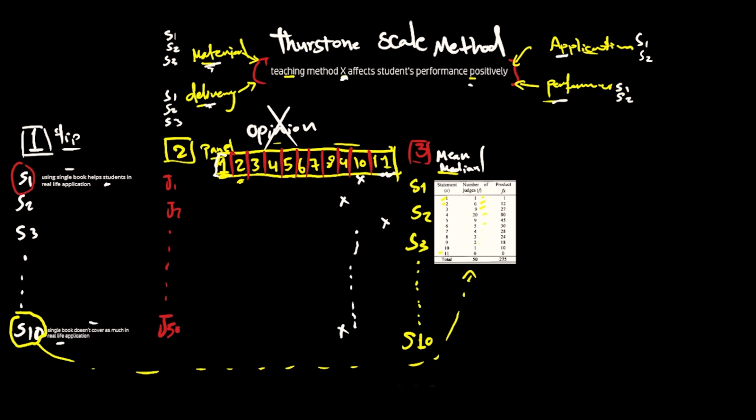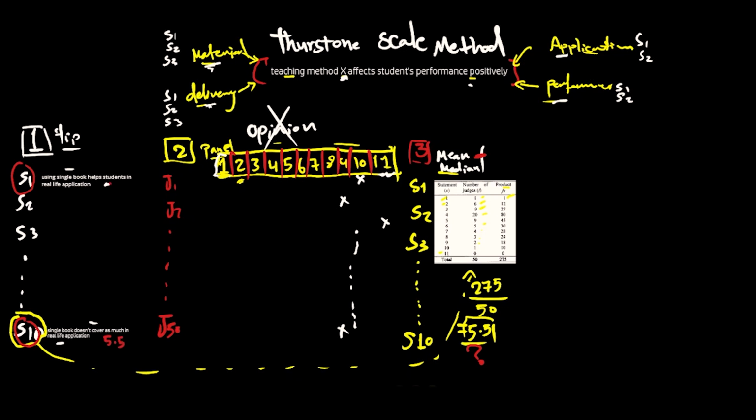Next, you calculate something called the product, which is simple multiplication. I multiply the number of judges by the scale value, and you get these numbers. After that, you sum them up and come up with 275. This is the total score, and you just divide it by 50, and you end up with 5.5. What is this number? This is called the mean of this statement. So I know now this statement is equal to 5.5.